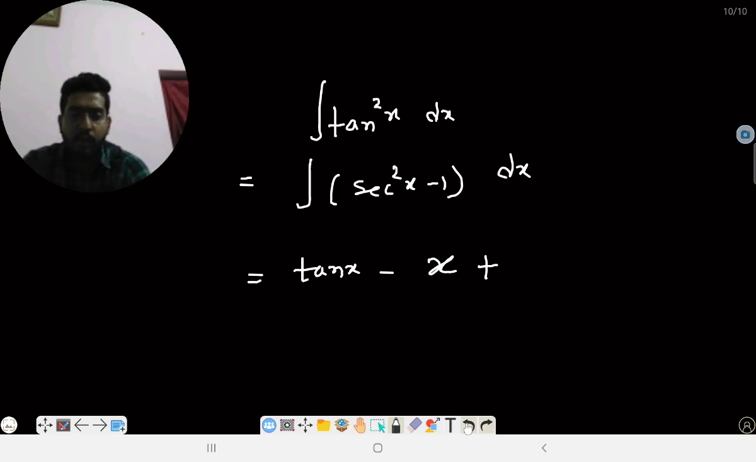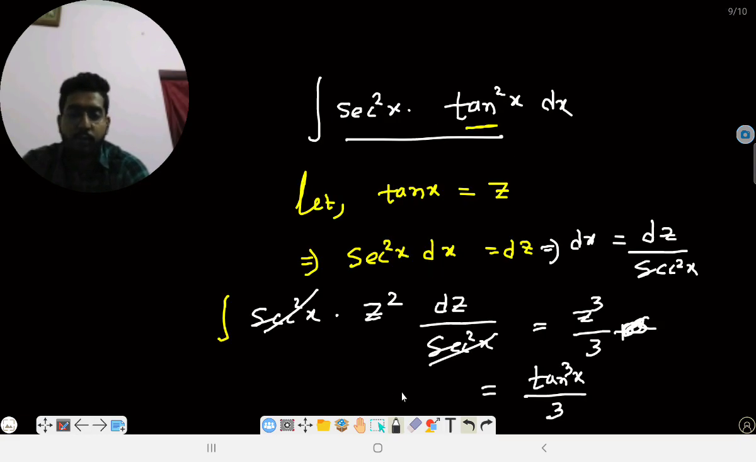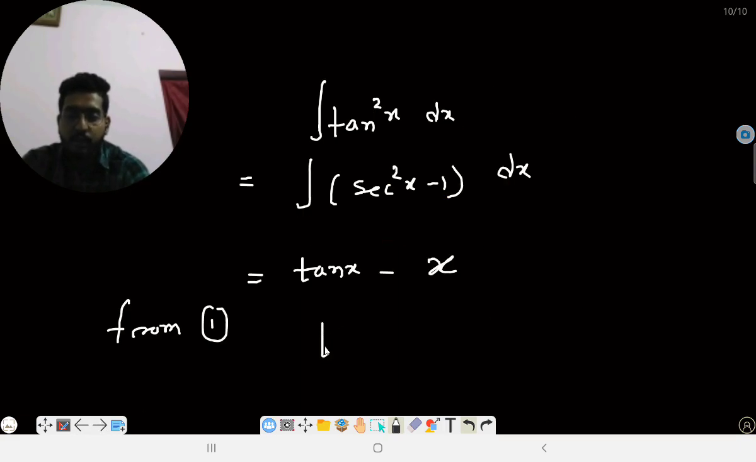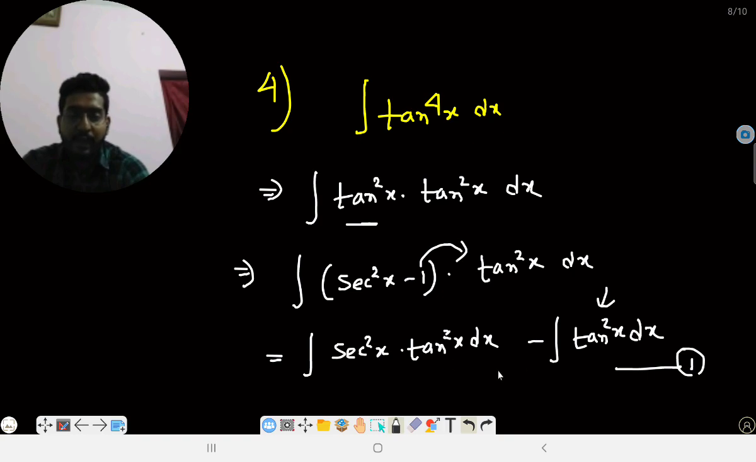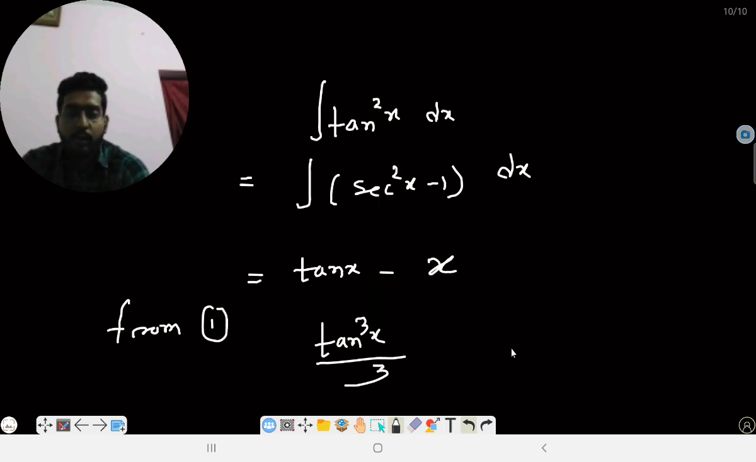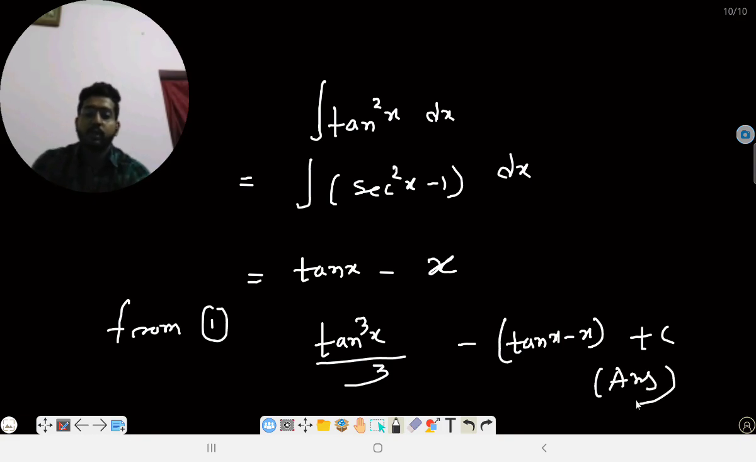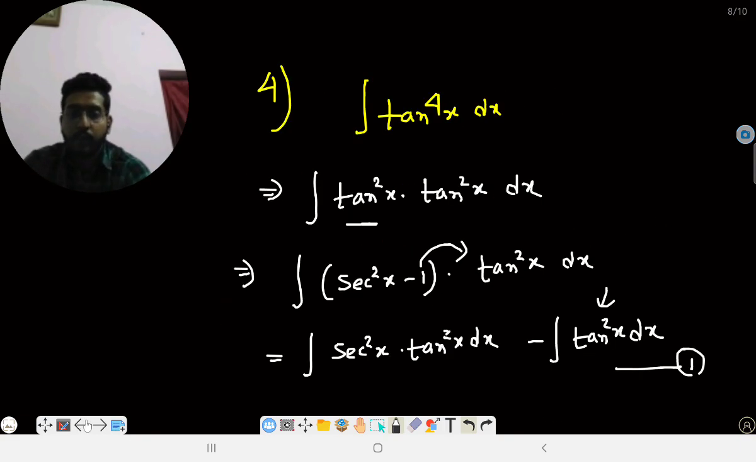So you don't need to write c here now. Okay, so from 1, what will be the answer? So for the first one, the answer is tan cube x by 3. Now look at here, the next part is minus of this one. That means minus of tan x minus x plus c. So that will be the answer. Okay, so this is question number 4.